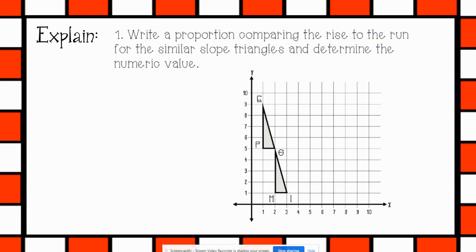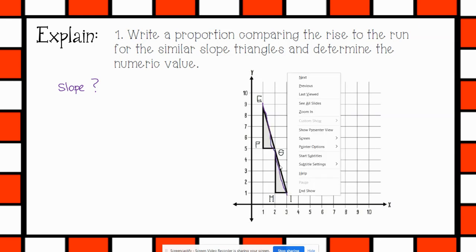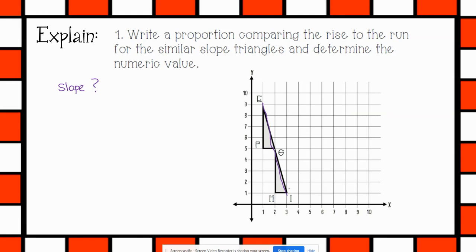Number 1 says write a proportion comparing the rise to the run for the similar slope triangles and determine the numeric value. So what this really is saying is, what is the slope of these triangles? If I look at E and F, I'm trying to get from E really down to G, because I can see that there is this one line that both of these triangles are part of that goes all the way from E to I.